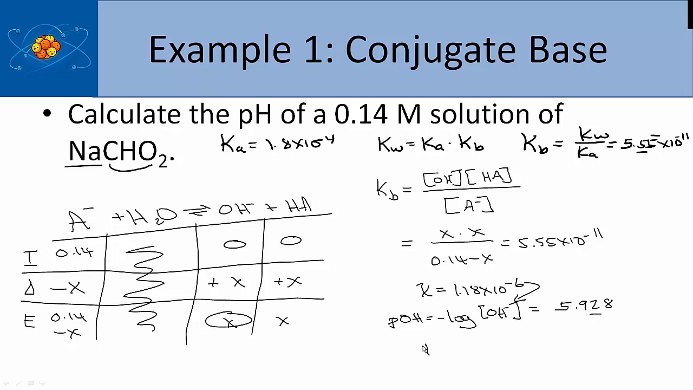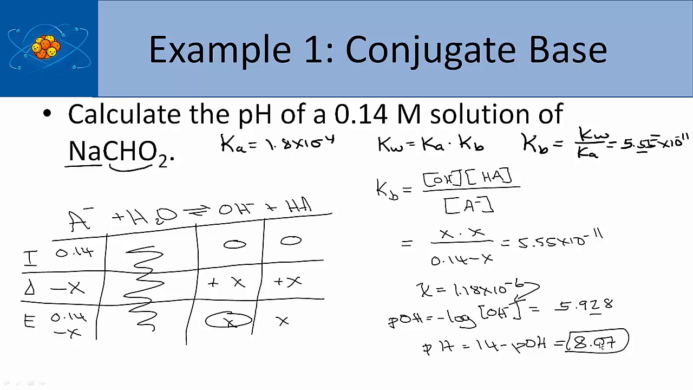So the pH is equal to 14 minus pOH, one of those valuable relationships that you should know, and you end up getting pH is equal to 8.07. So there you go. That's how you would calculate using the conjugate base of a weak acid. The value looks reasonable. It's a weak base. We'd expect the pH to be a little bit higher than 7. In this case, the pH happens to be 8.07.